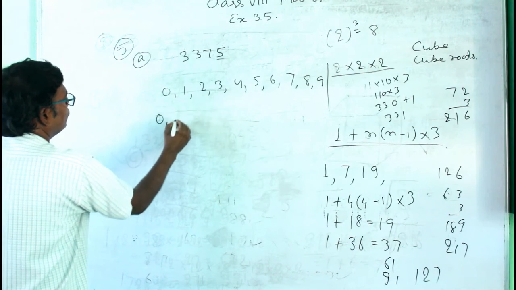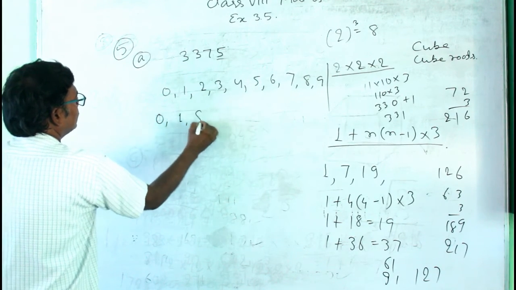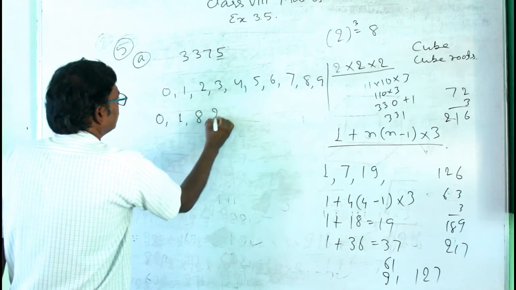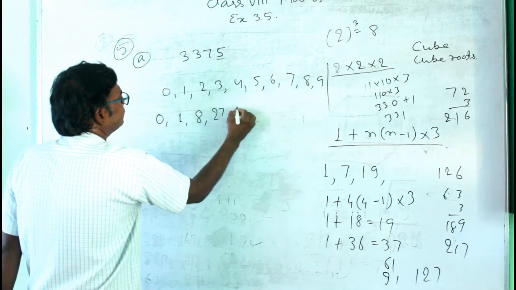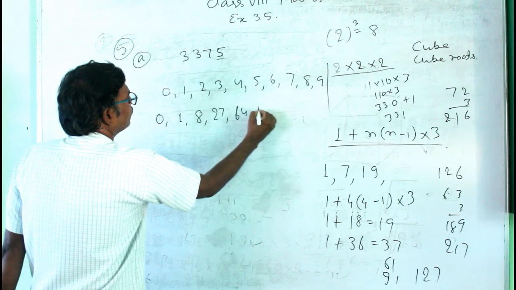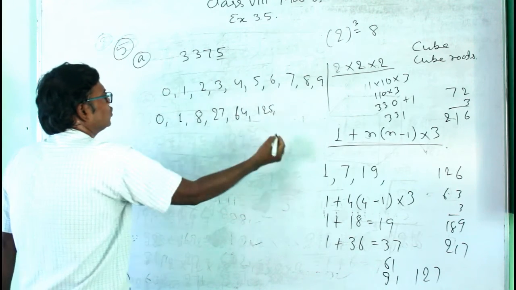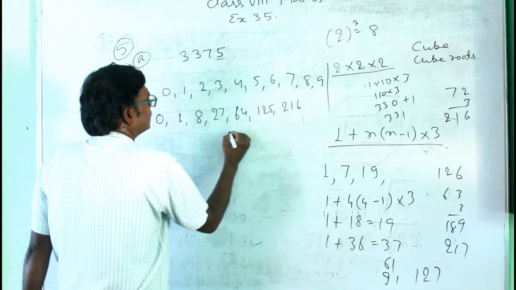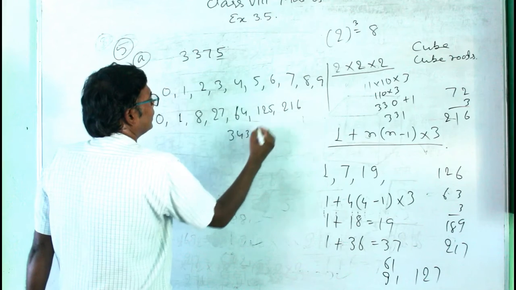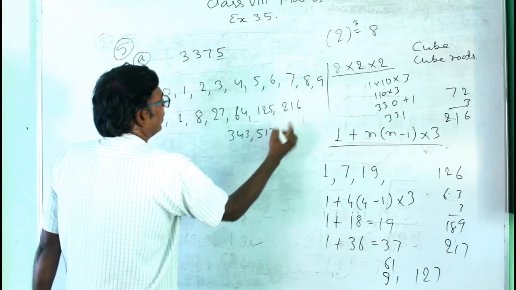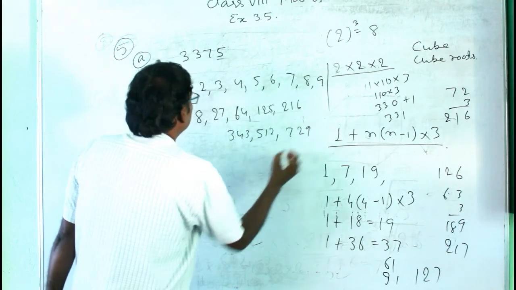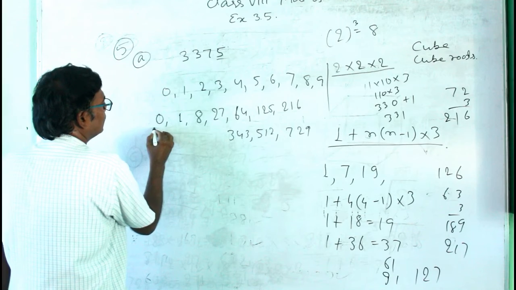Okay, and 1 cube will be 1, and 2 cube will be 8, and 3 cube will be 27, and 4 cube will be 64, and 5 cube will be 125, and 6 cube will be 216, and 7 cube will be 343, and 8 cube will be 512, and 9 cube will be 729. Now see here the digits at the ones place.